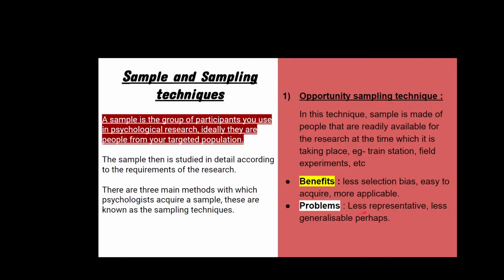However, it might be less representative because you can imagine if people are available at the same place and or at the same time, then they might be very similar. And these similarities that they share can make your sample overall less generalizable. So whatever the findings of your research, they will be less generalizable to other groups of people.